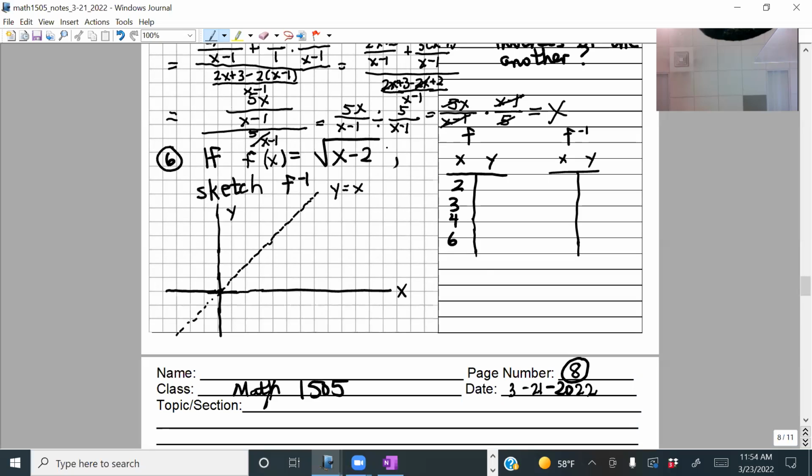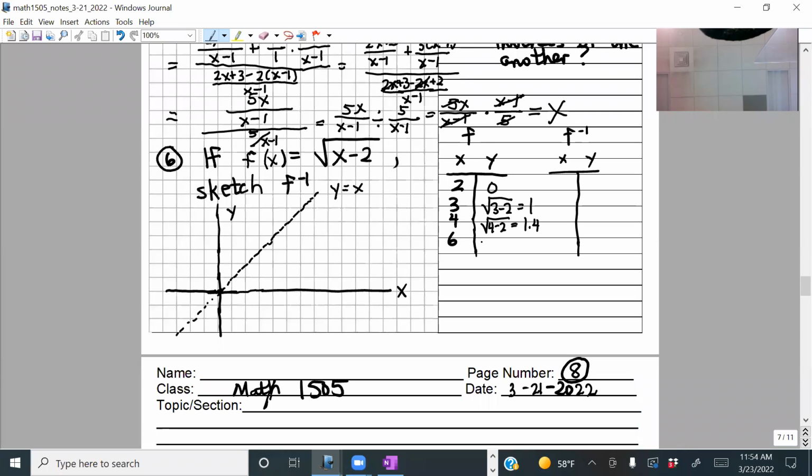This is square root, right? So what's the square root of 2 minus 2? 0, right? When you fill in 3 for x, you get square root of 3 minus 2, which is 1, right? 4 is a little bit harder. When you fill that in, you get square root of 4 minus 2, which is the square root of 2. That's not a whole number, but we can approximate that. That's about 1.4.